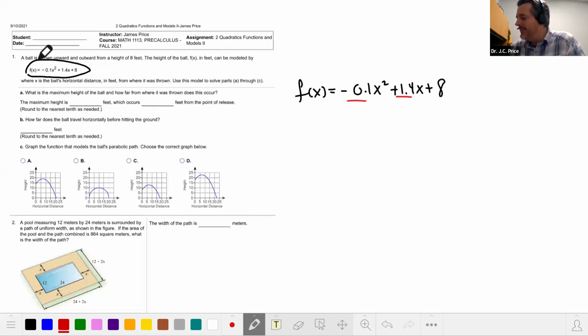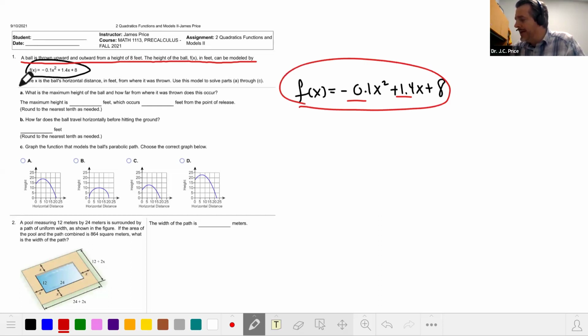It says a ball is thrown upward from a height of 8 feet. The height of the ball, f of x, in feet can be modeled by the function that I just wrote down, where x is the ball's horizontal distance in feet from where it was thrown. Use this model to solve parts A through C. For part A, we want to find the maximum height of the ball and how far from where it was thrown this occurs. So we basically want to find the vertex of the quadratic function.